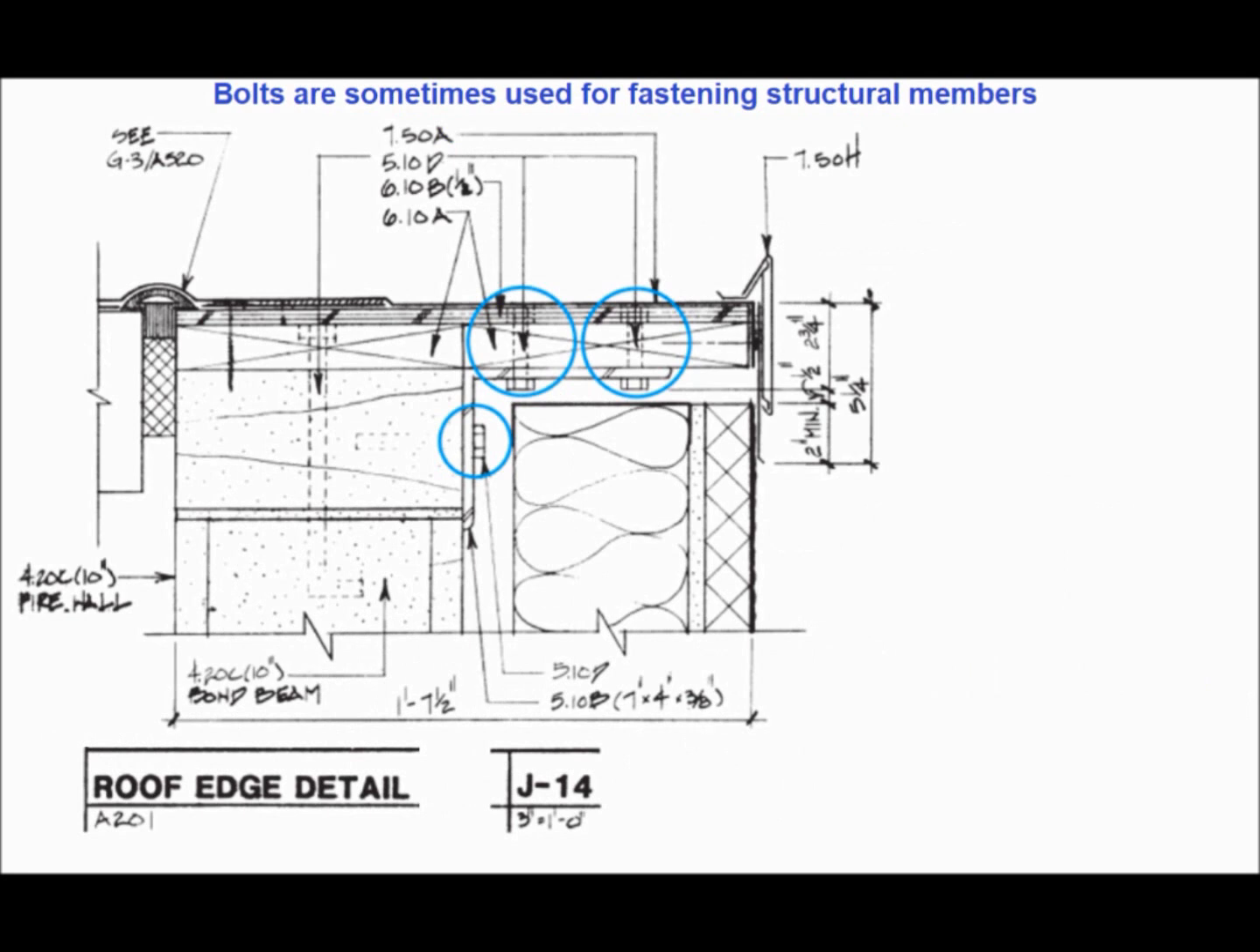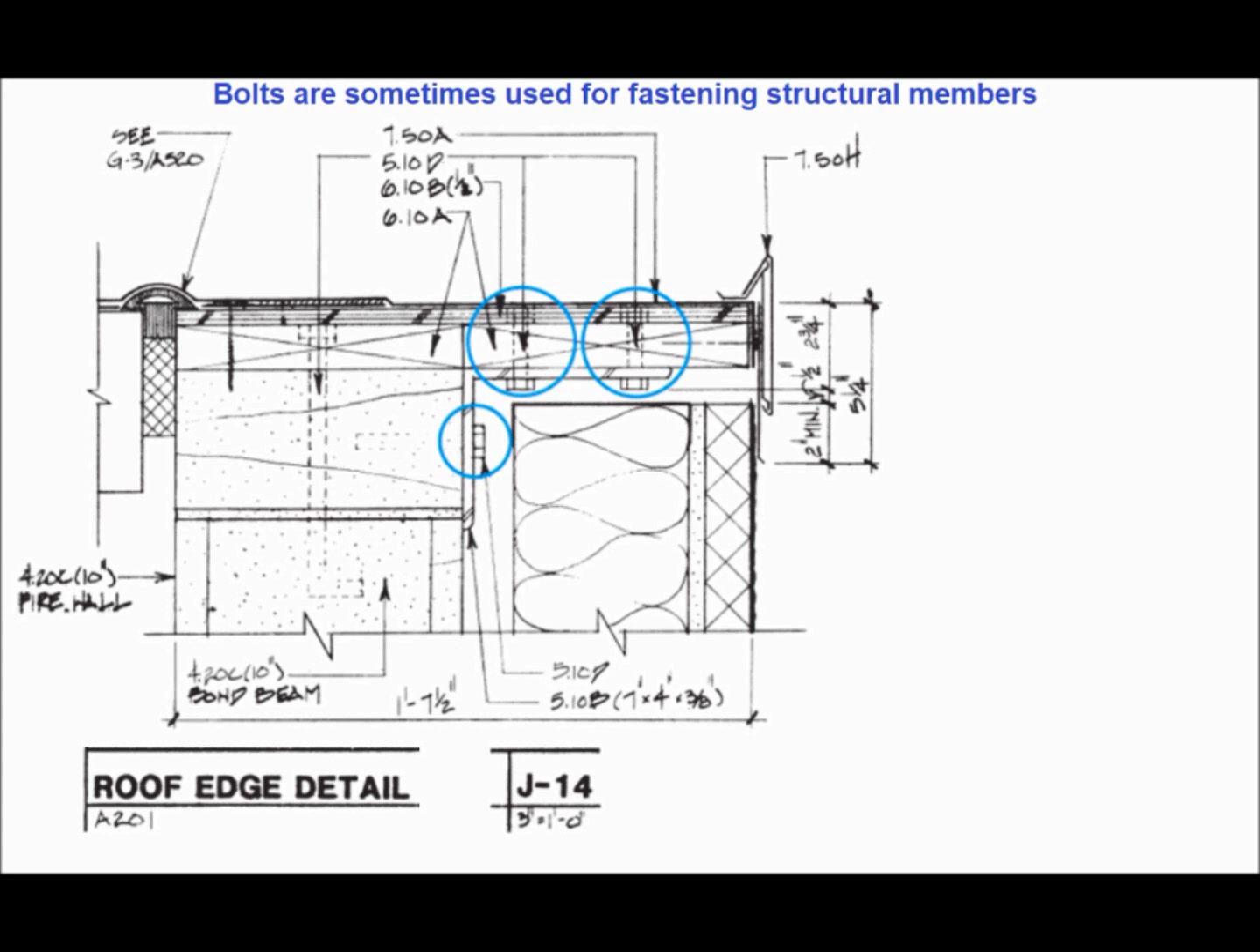Structural steel members are most often joined by welding. Bolts are sometimes used to attach to similar materials, such as wood and steel framing members. Where bolts are to be used, they are usually shown by either symbols or a drawing of a bolt on the details.